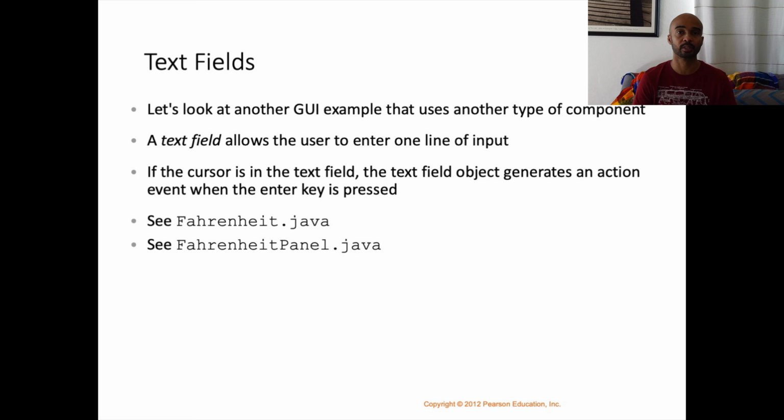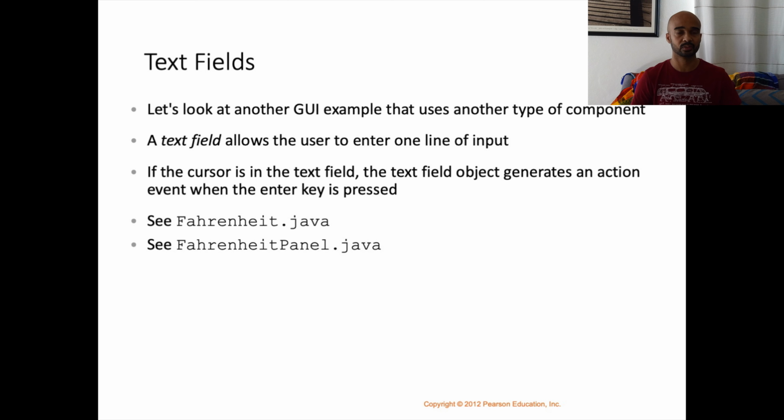All right, so let's explore text fields. In this case, we're going to have another GUI example that uses a text field to capture user input. Now, all it is is that if the cursor is in the text field, then you can generate actions based on this. So as you click inside, you can then type and so on.